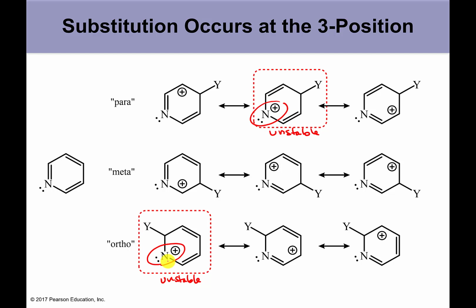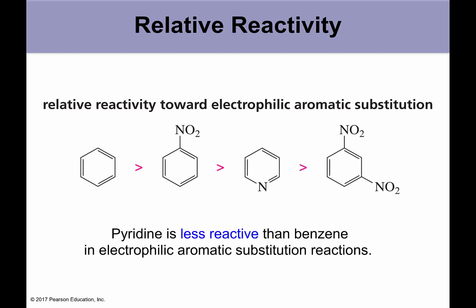If you look at substitution in the meta position, what you find is the positive charge can skip around and misses the nitrogen in all the contributors. And so the result is overall the meta intermediate is lower in energy than ortho or para, and so substitution takes place at the 3 position.